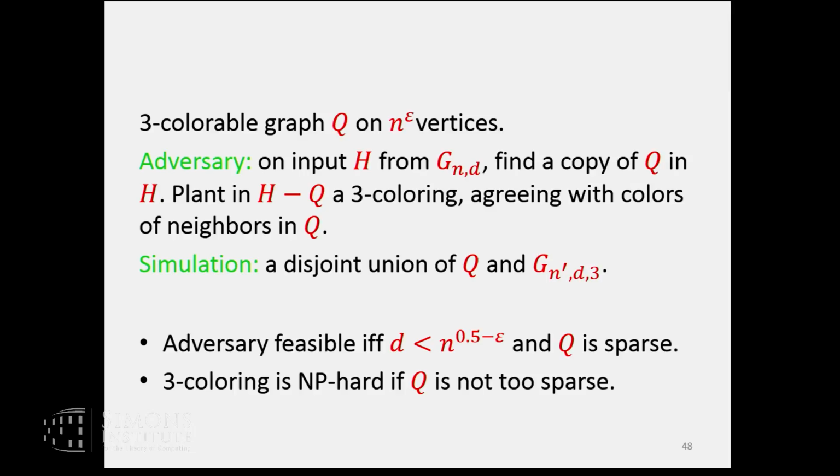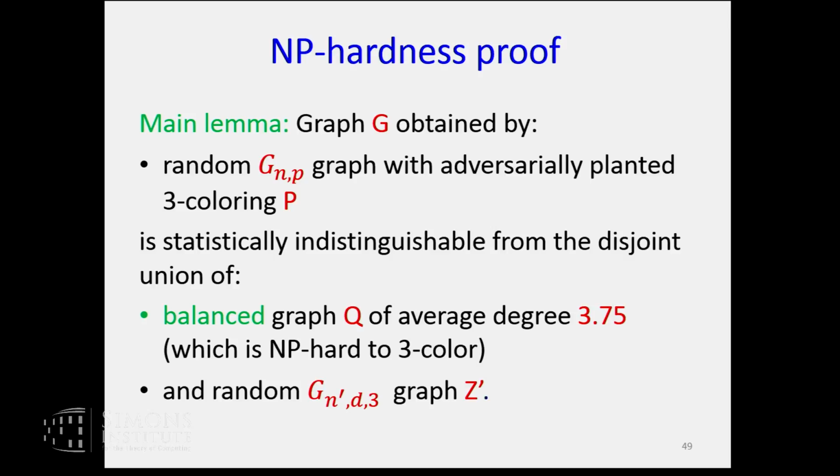I don't have much time, but the main thing: Q cannot be too sparse, because otherwise it would not be NP-hard, and it cannot be too dense, because otherwise this would not work, it would not be contained in H. And the main lemma that we prove is that the graphs obtained by these two different processes, one is what the adversary does and one is what we do in the simulation, are statistically indistinguishable, not computationally indistinguishable. I mean, the stronger notion, they really look the same. This is a non-trivial proof, and this is the main source of the hardness result.